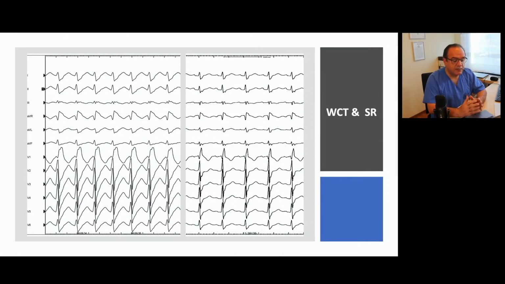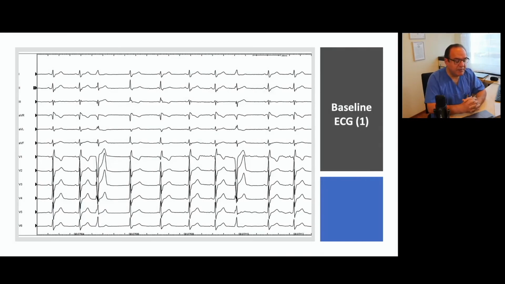On the left side, we see tachycardia. On the right side is the sinus rhythm. And when we compare both ECGs together, we see that the axis and the morphology is quite the same. But during tachycardia, we have a wider QRS complex, but this wide QRS complex looks exactly or very similar to what we have in sinus rhythm. So this is the first clue that should alert us that this wide QRS complex tachycardia might be not a VT.